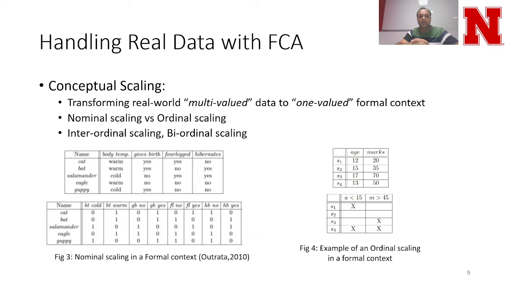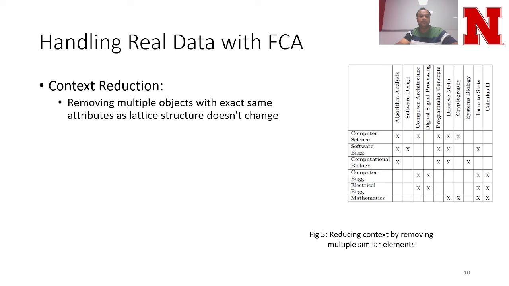So this way we can scale, with age less than 15 and marks greater than 45, and this is an example of ordinal scaling, where data can be ordered and scaled. Similarly, there are other options like interordinal scaling, wherein data is divided into a set of attributes, or biordinal scaling, wherein data is partitioned into two scales. We won't go into more detail on all these, but conceptual scaling is a very important concept which we also use in our work.